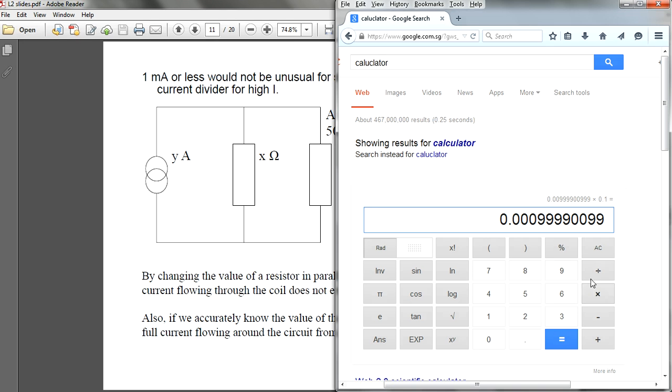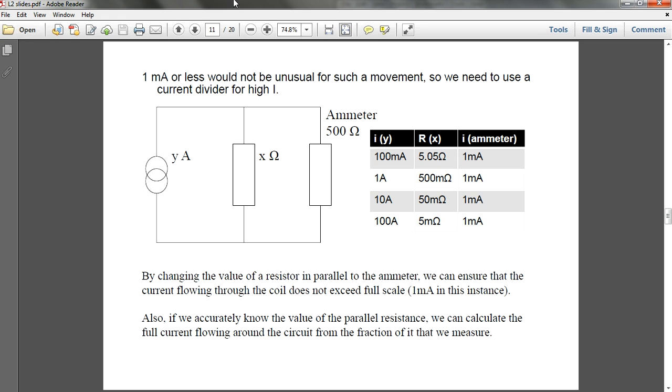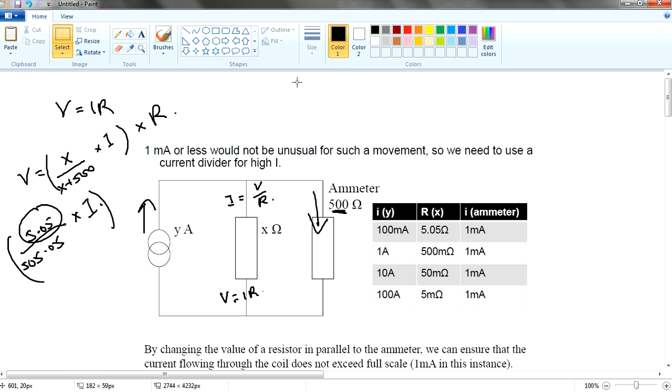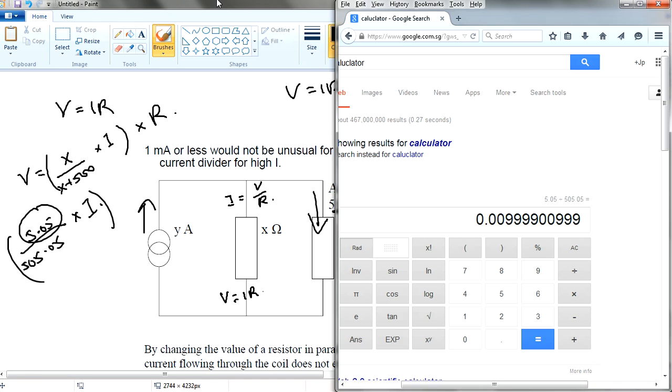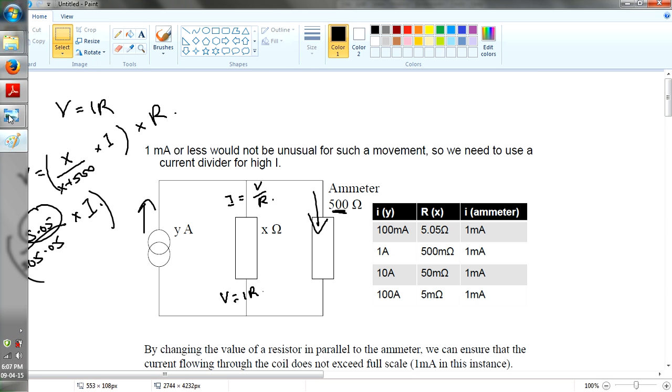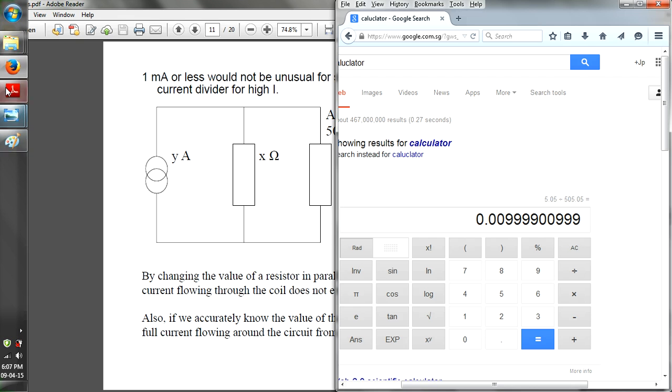divided, shoot, so I divide first. Let's get back to this. So in this case, because V is equal to IR, so I is equal to V over R. Correct? I don't know what I'm doing, sorry, I'm very tired.